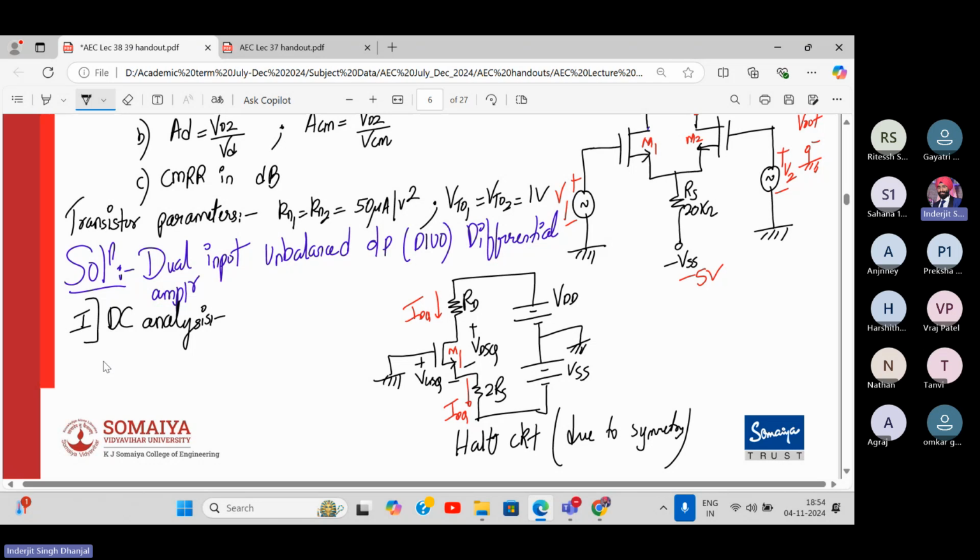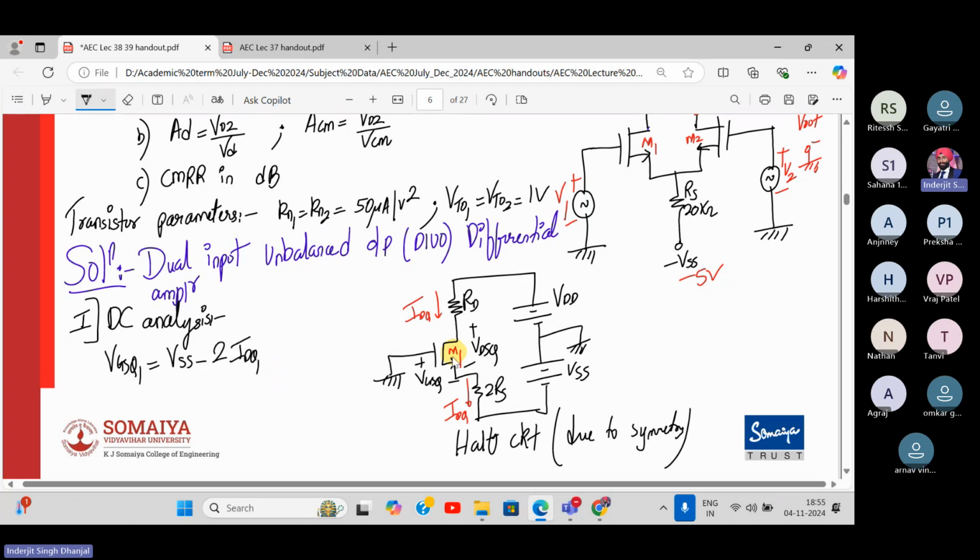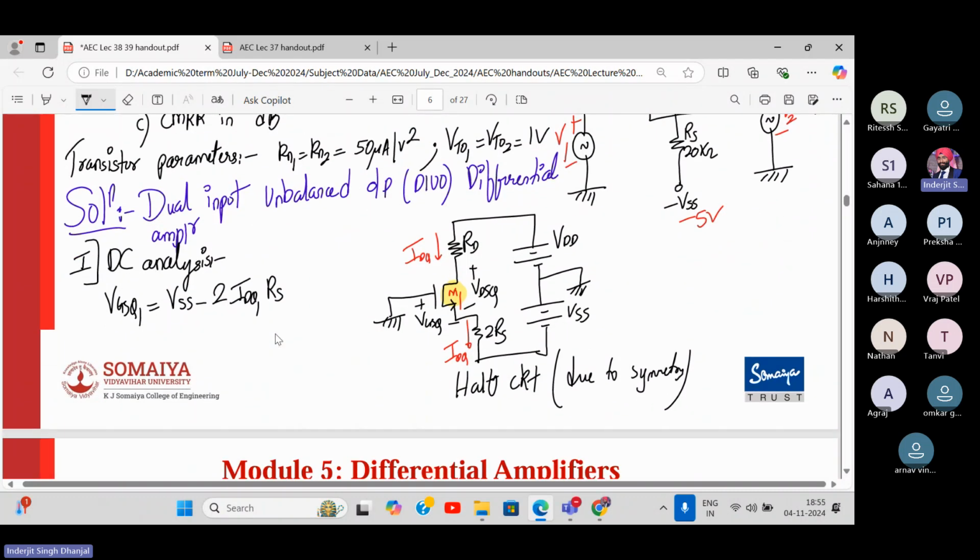Okay. So what is the formula for VGS Q1? Because it is transistor M1, right? Just now we have written it, just 5 minutes back. I'm not going to solve it again. It's VSS minus twice IDQ1. I'm writing 1 because it's for transistor 1 RS. Yes or no? That's the formula we have now.